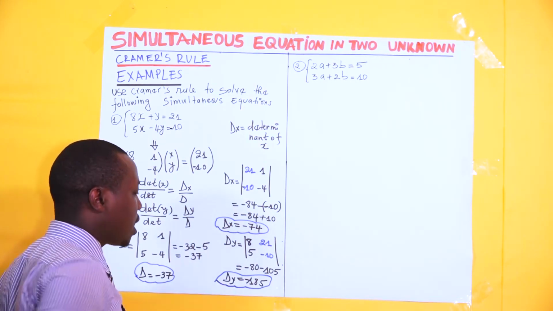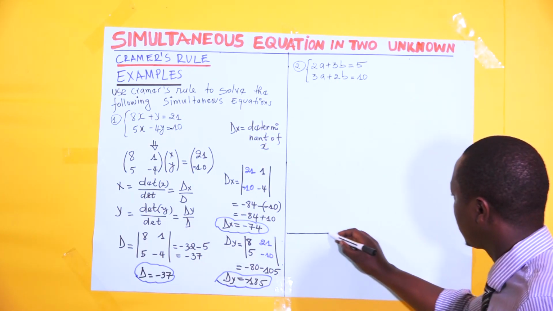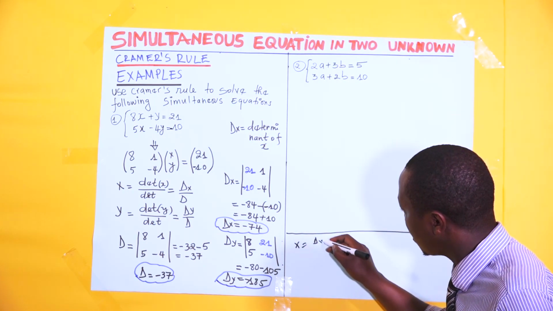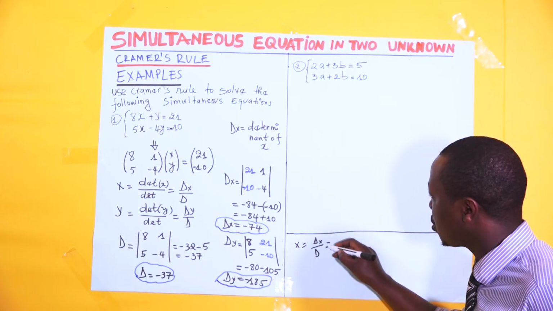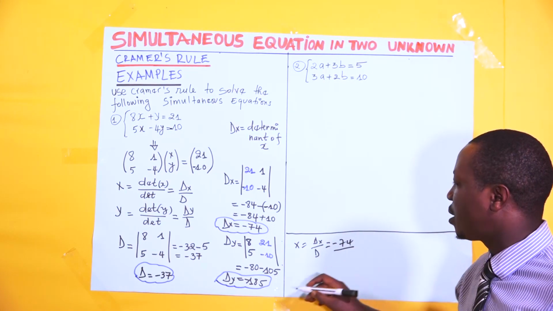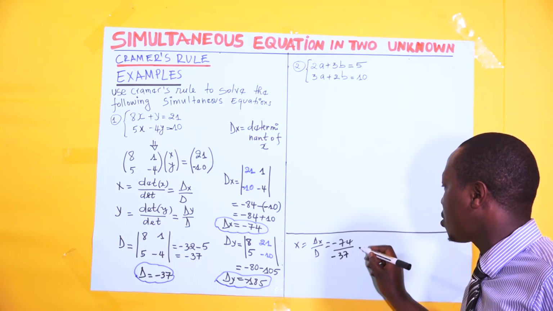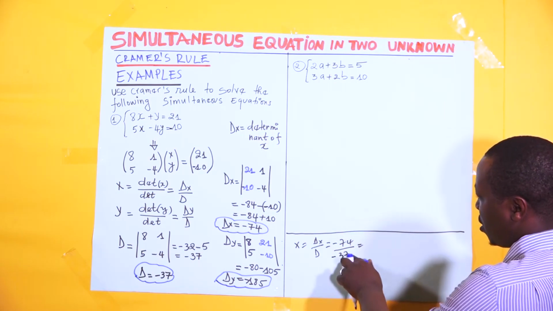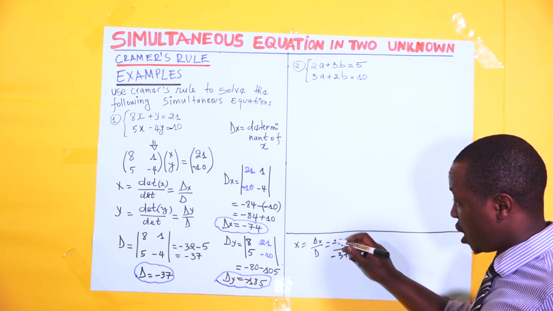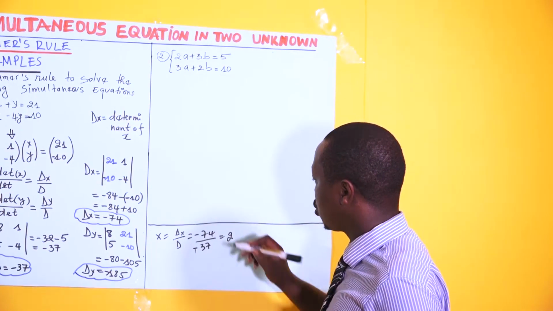So how do you find x? How do you find y? We take x, we take determinant of x divided by determinant. So determinant of x here is negative 74, divided by determinant equals negative 37. When you take this divided by that, the answer is 2, because the negatives cancel each other.